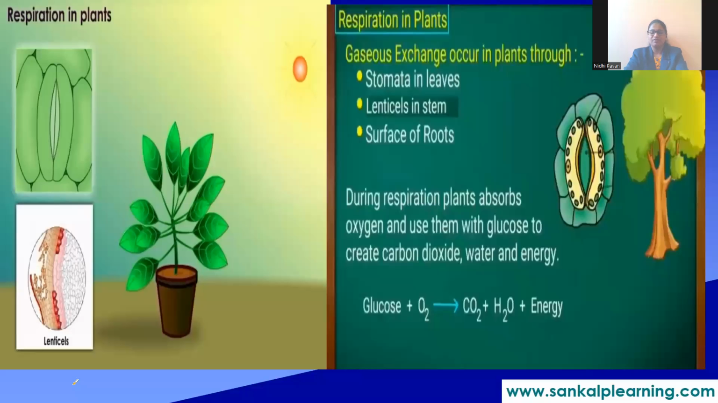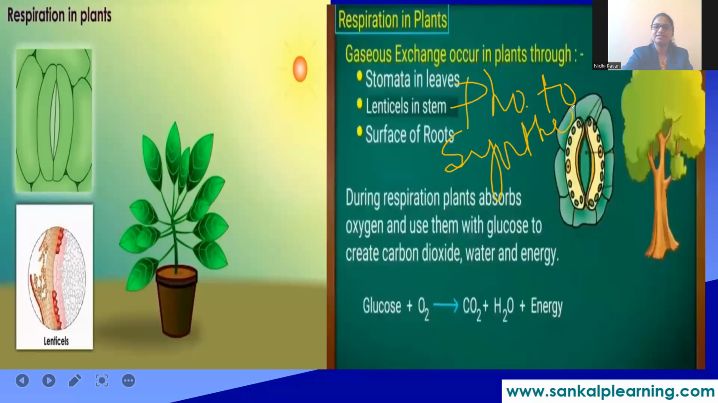Next, when we consider respiration in plants, we know that during the day the plants will be busy in photosynthesis, right? So during photosynthesis, what happens? They absorb carbon dioxide and release oxygen. But in respiration, what should happen? They should take the oxygen and release the carbon dioxide. It is not that respiration will not occur in plants during the day. It occurs, but the rate of respiration is slow, because the plant should manage the photosynthesis.